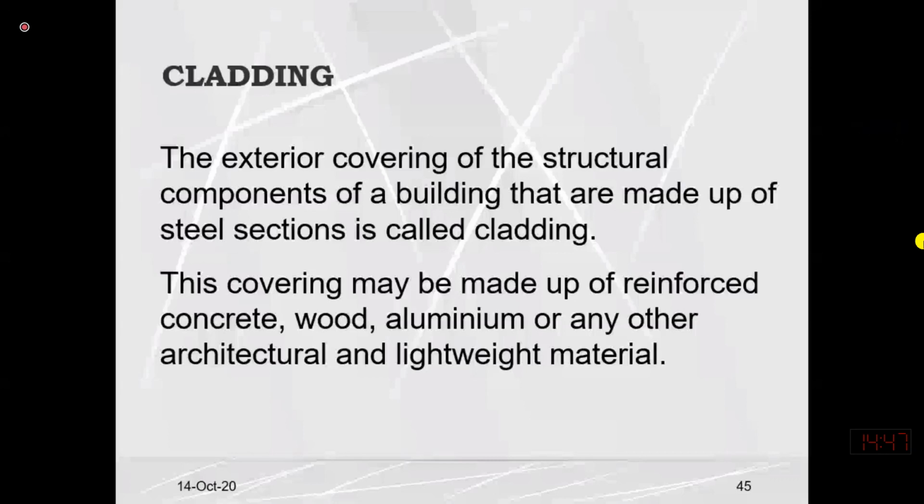For example, you have seen the Sydney Opera House building in my very first lecture. The inner surface is a truss surface. They have hidden the inner surface by using cladding. So the covering may be made up of reinforced concrete or wood or maybe aluminium or maybe any other material.